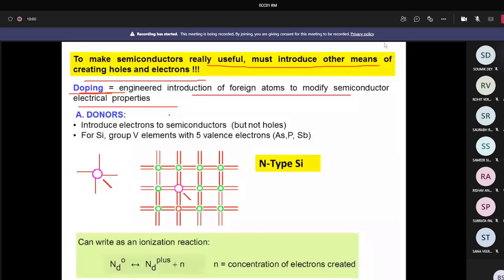Already you know, silicon has 4 outermost covalent bonds. This is the atomic structure of silicon, and you see these are the 4 electrons you have outside.